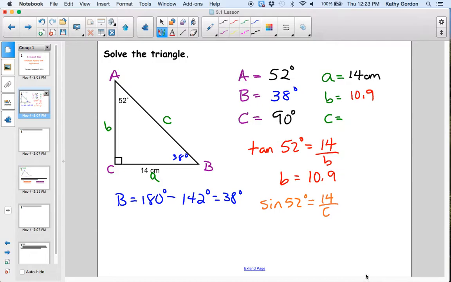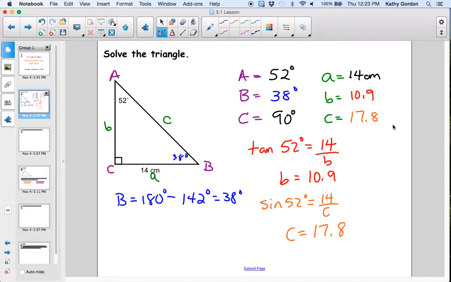So something like this, again, we're going to have to multiply by the C and then divide by sine of 52. So what is C going to end up being if I take 14 and divide it by the sine of 52? 17.36. Okay, so again, just staying consistent with the one decimal point. And so 17.4 is going to be my C value.